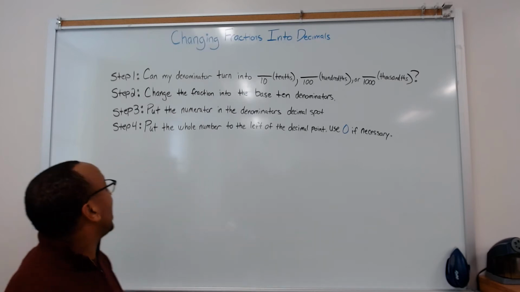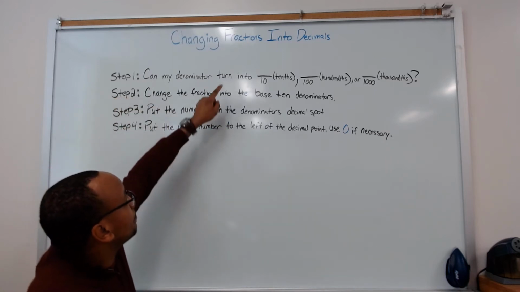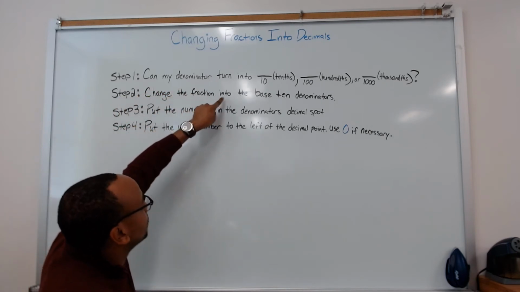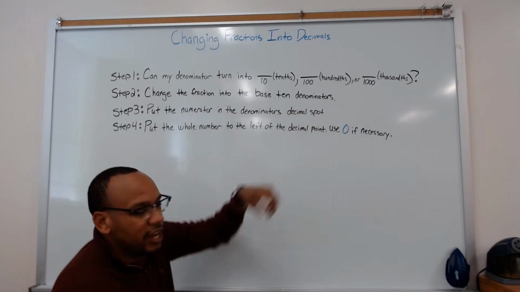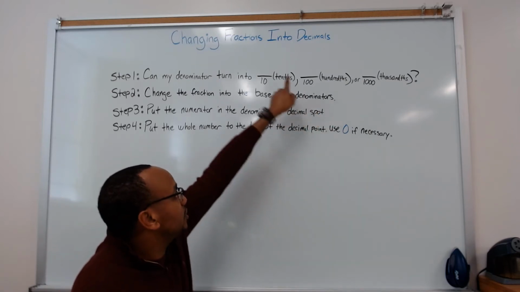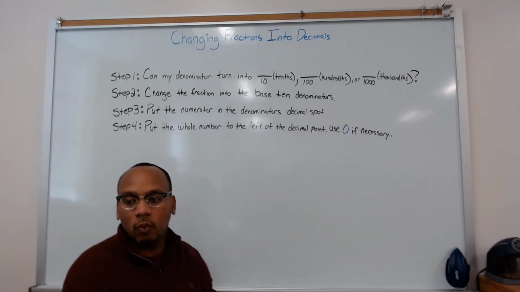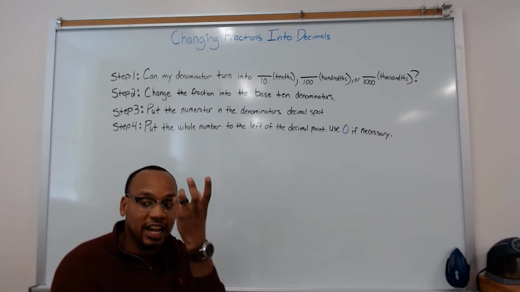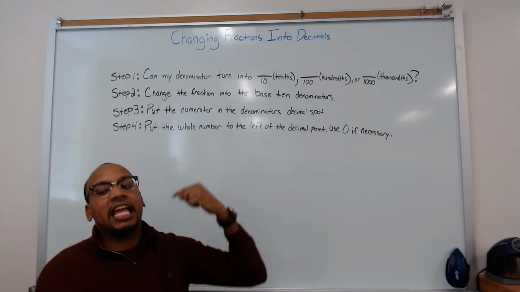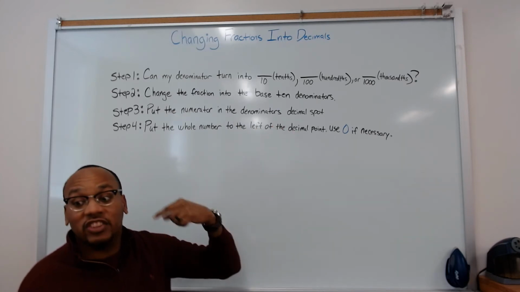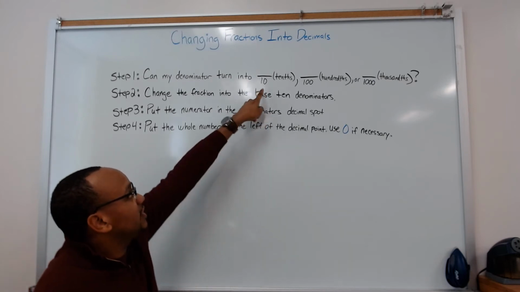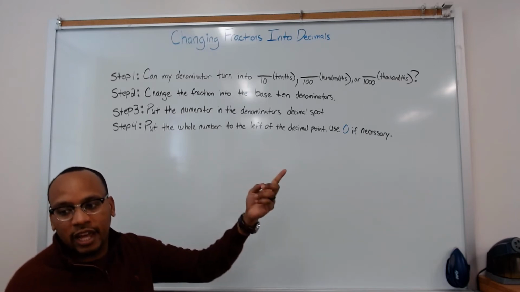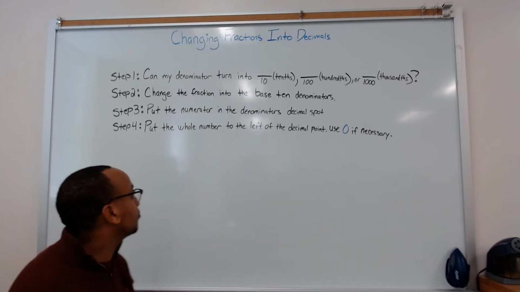Now, step two. After I figure out whether I can turn it into tenths, hundredths, or thousandths, I'm going to actually change the fraction into the base 10 denominators. Mr. Tran, what are the base 10 denominators? Tenths, hundredths, or thousandths. So step one, I determine which one I can change it to. And step two, I turn the fraction that I currently have into an equivalent fraction, a fraction that's equal to it, but that has tenths, hundredths, or thousandths as the denominator. Step one, you figure out which one you can. Step two, you actually change it.